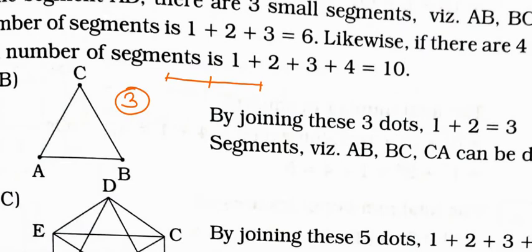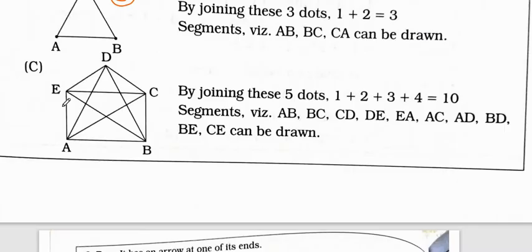Then next one. Now see, next one is these 5 dots, that is A, B, C, D and E. If we join these 5 dots, then how many segments can be drawn? Now see here, this is 1, 2, 3, 4, 5, 6, 7, 8, 9 and 10. But the easy trick is we have to subtract 1 from the number of dots.